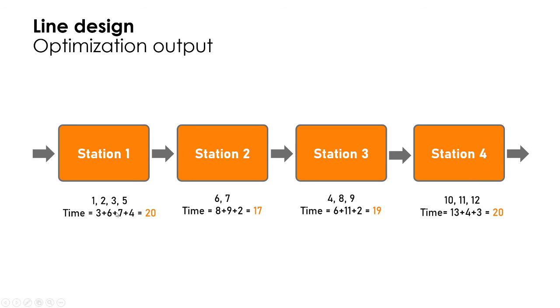And that means that the time that we have an amplifier in station 1 is 3 plus 6 plus 7 plus 4, which are the durations of tasks 1, 2, 3 and 5 respectively, which adds up to 20 minutes per amplifier. The same goes for station 2, where we have 17 minutes, or 19 minutes for station 3, and finally 20 minutes as well for station 4.